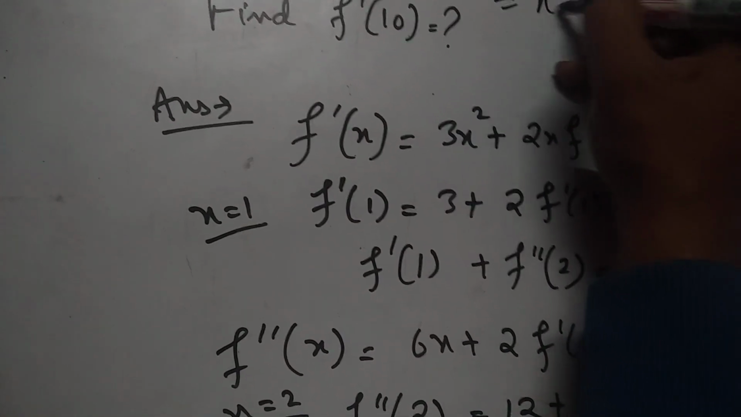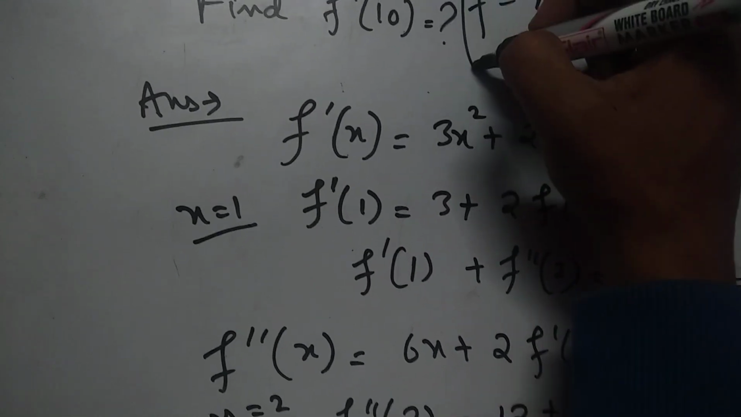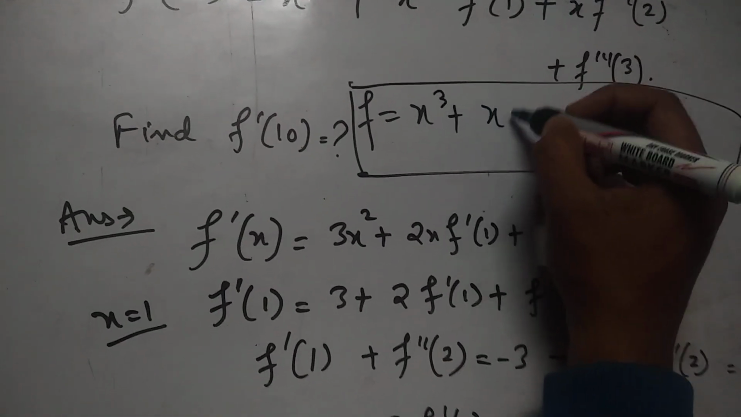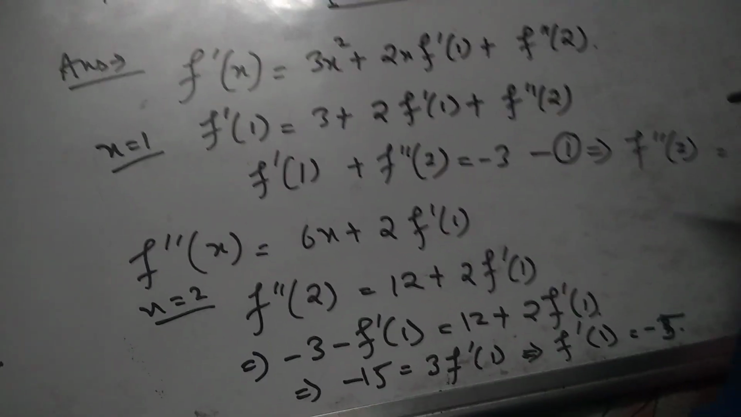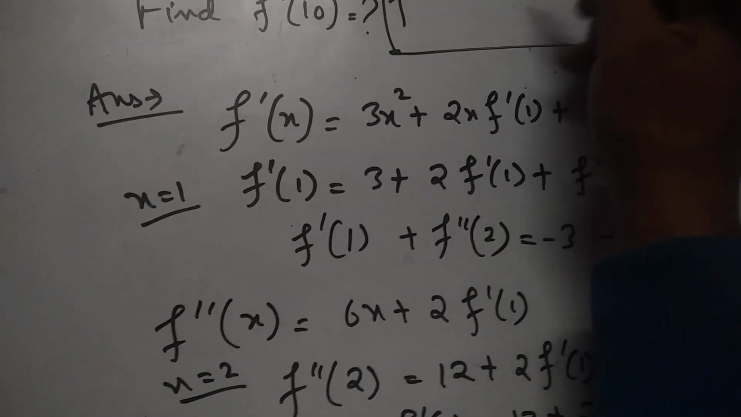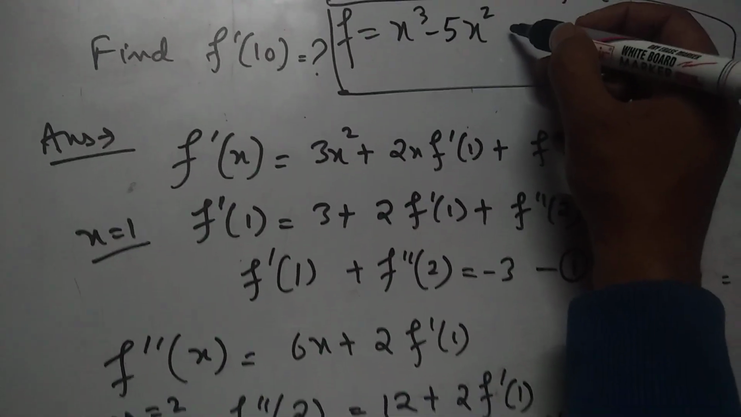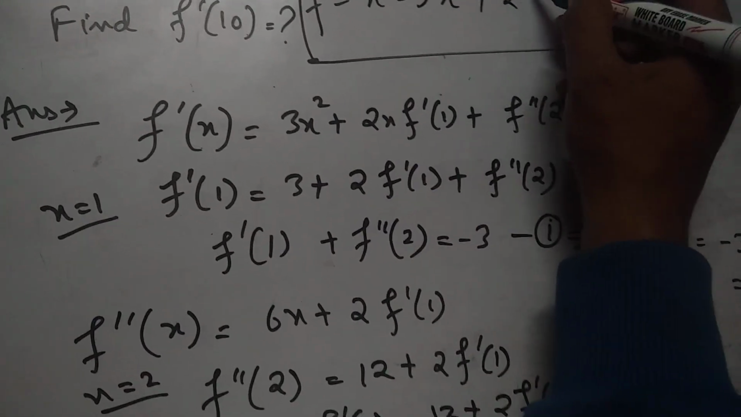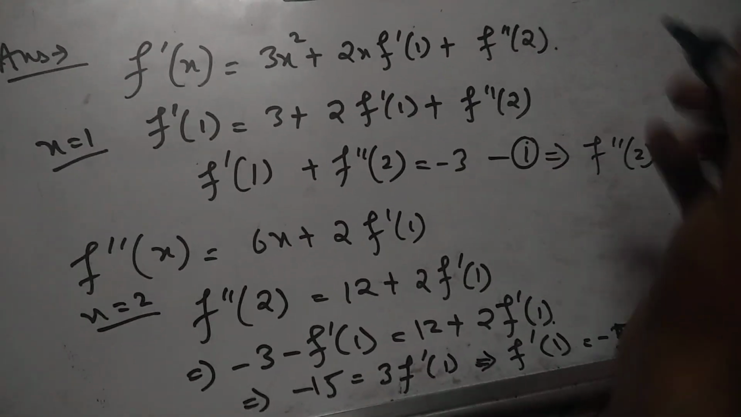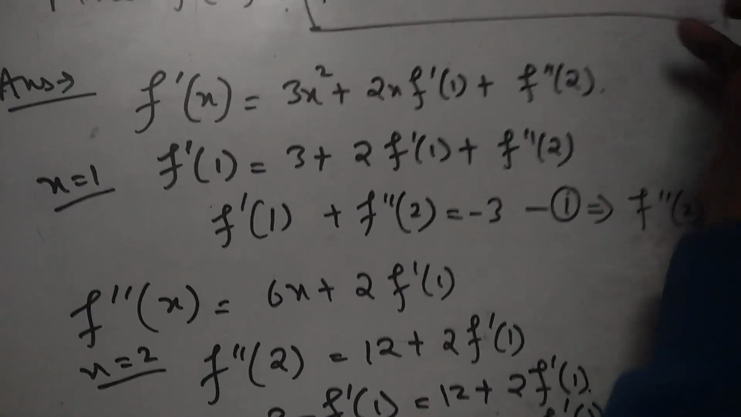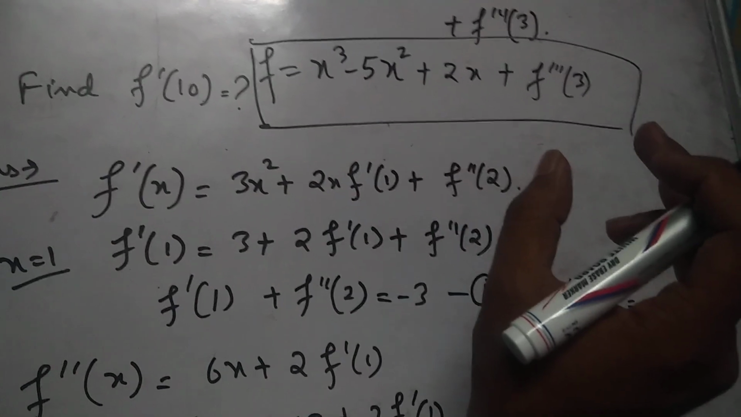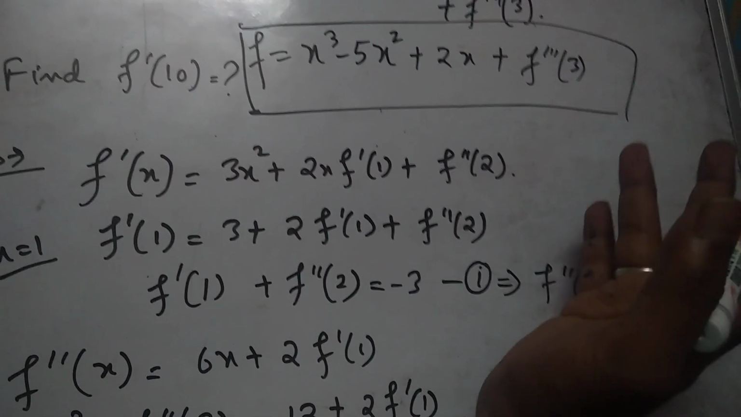So now the function becomes f(x) equals x³ plus x² times f'(1), which was minus 5, right? So it will be minus 5x², and f''(2) was 2, so 2x. So you need f'''(3)? No, I don't think you need f'''(3), because once you differentiate it, there will be no f'''(3), because that's a constant term, right?